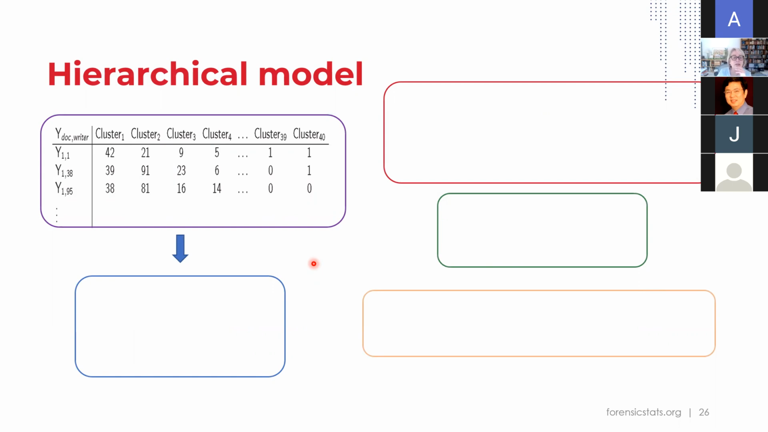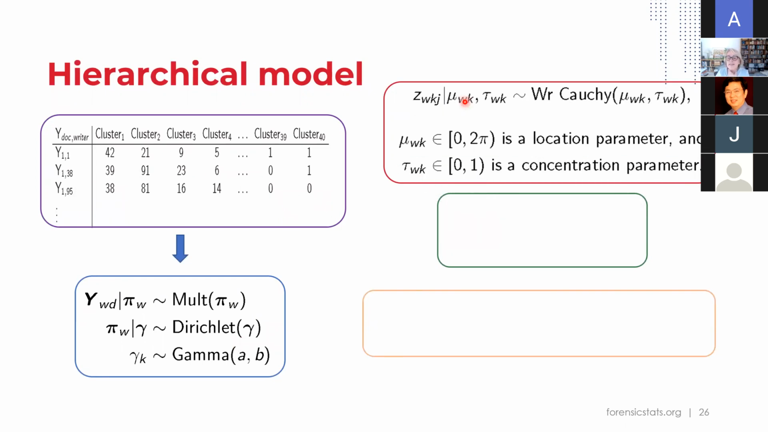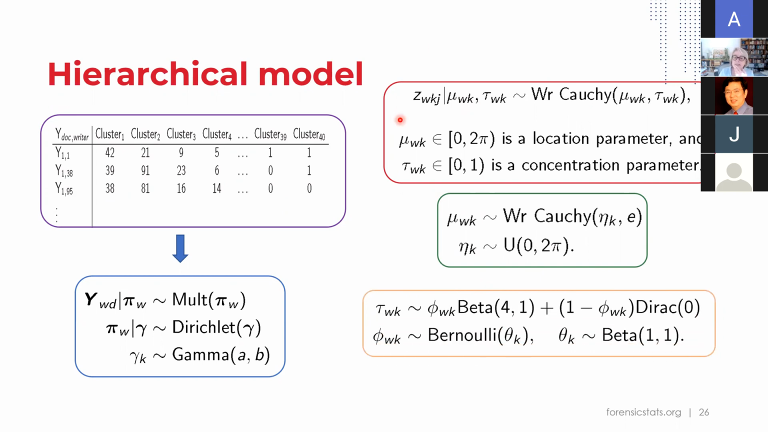So we fit a hierarchical model where we have the vectors of frequencies for each person, and we just use a very simple multinomial likelihood and Dirichlet prior and a gamma hyperprior, and then we also model the angles as a wrapped Cauchy. The wrapped Cauchy depends on two parameters, a location and a concentration parameter, and we allow those two to vary. So each writer and cluster combination has a mean and a concentration parameter. And then these are the hyperpriors. I'm happy to talk to anybody that's interested in this.